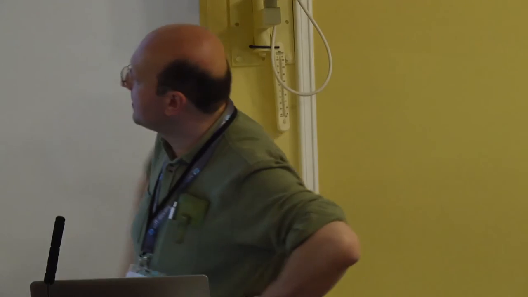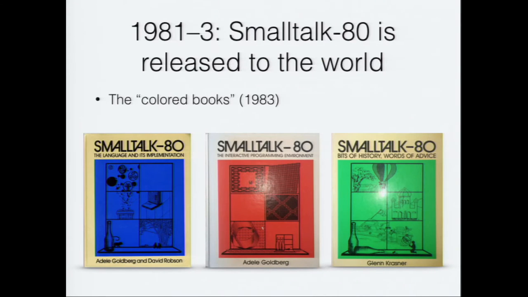They got corporate approval to do that, and they released some software and mainly documentation. So there was a special issue of Byte magazine in 1981, which documented some of the system, and then what's called the Rainbow Books that were produced in the next couple of years that described the system and its implementation. The blue book on the left is the important one for the purposes of this talk.